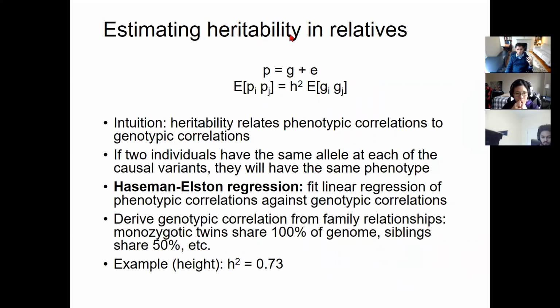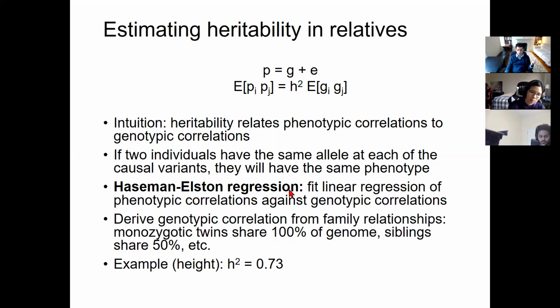So you can estimate heritability in relatives by basically asking, what is the fraction of phenotypic variation that I share versus how much genetic variation do I share? Okay, so the intuition is that the heritability relates phenotypic correlation to genotypic correlation. So I can basically ask across a set of individuals, how much phenotypic correlation do I see? How shared are the phenotypes versus how shared are the genotypes? So if two individuals have the same allele at every one of the causal variants, they will have the same phenotype, or at least the same genetic contribution to the phenotype. And then the residual is, of course, phenotypic variation that is attributable to environmental variation.